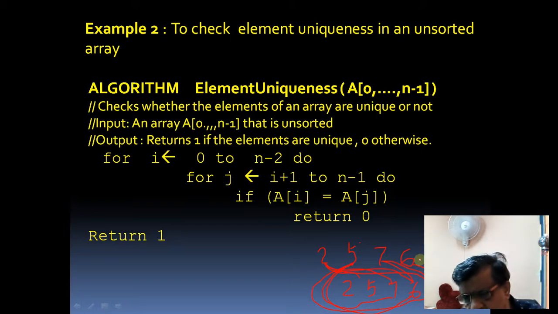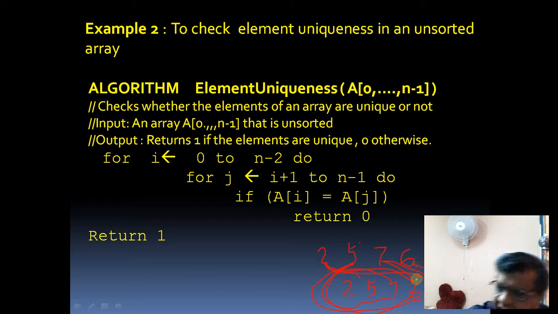In the melee, one element will also have been compared with the other elements. Therefore, this algorithm needs two for loops. The first for loop, the outer for loop, will let each and every element go for comparison.